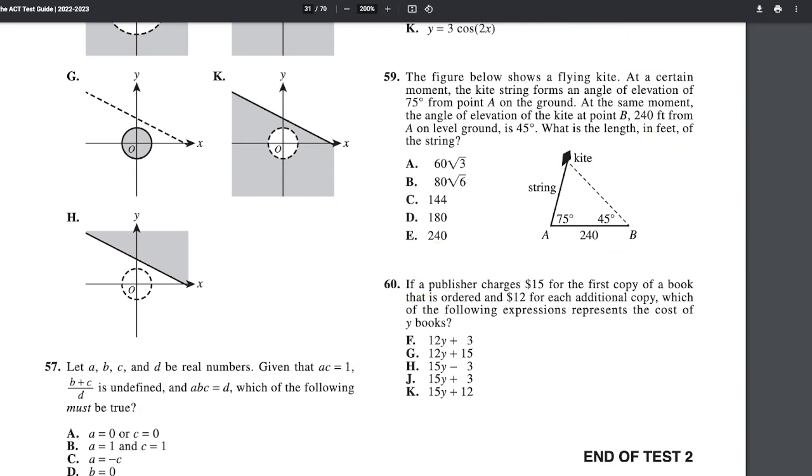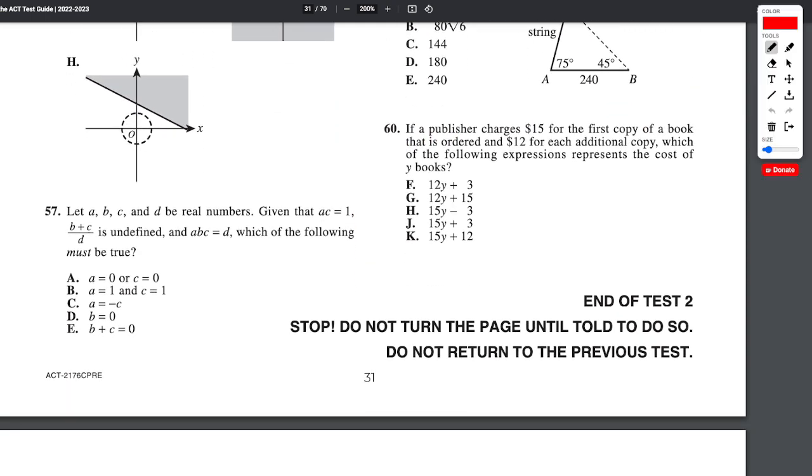Alright, last one, y'all. This is not a hard problem. If a publisher charges $15 for a first copy of a book that is ordered and $12 for each additional copy, which of the following expressions represents the cost to buy books? So the first book costs $15, right? So this can't be true. This doesn't make sense. It's one of these two, and this is way too much. For one copy, it would be 12 plus 3, which is 15. For two copies, that's 27, and so on. Yeah, that works. 67.